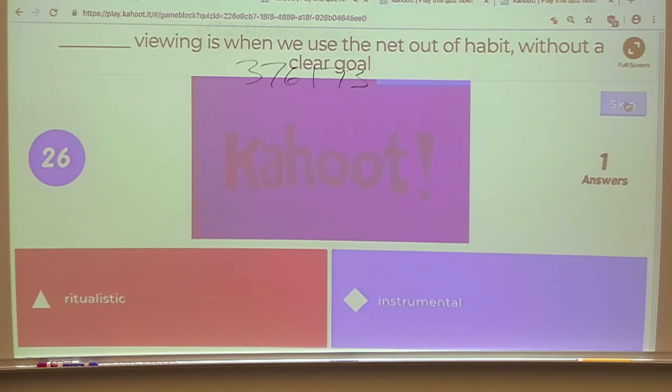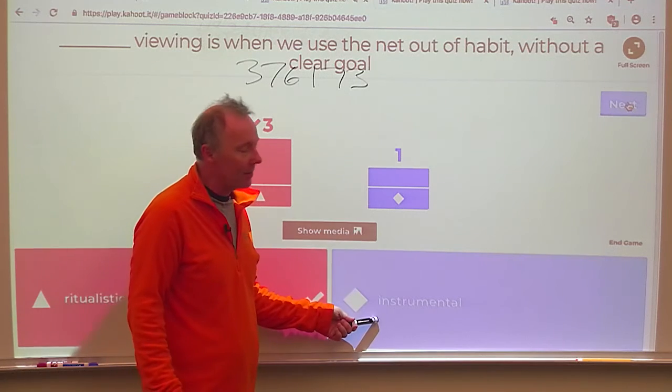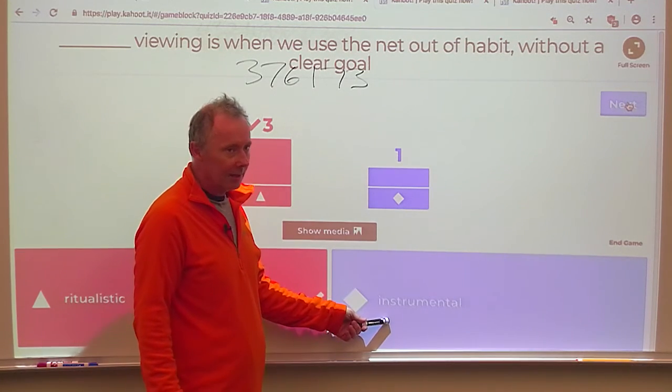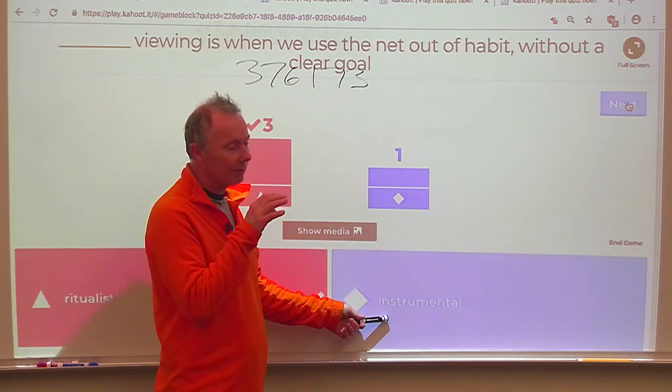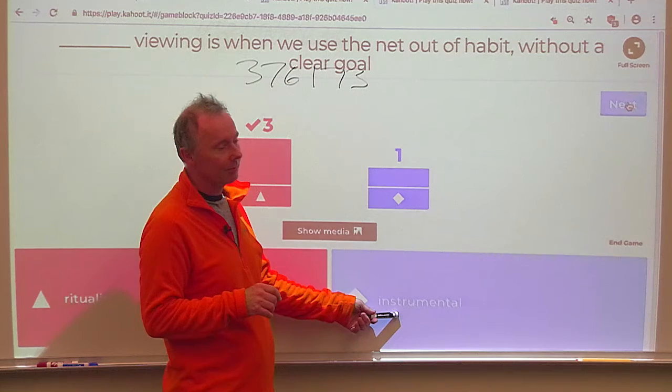Something viewing is when we use the net out of habit without a clear goal. So is it ritualistic or instrumental, that type of internet use? 3 people got ritualistic. So look, if you're using the net in an instrumental fashion, that means there's something you want to find out about. So it's instrumental. You have a goal in mind. I need to find the information for my term paper.